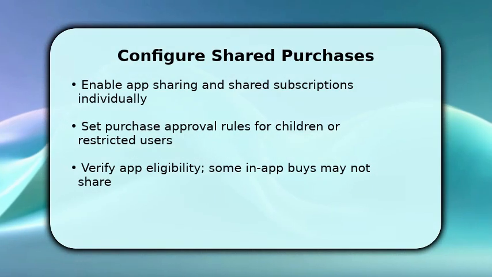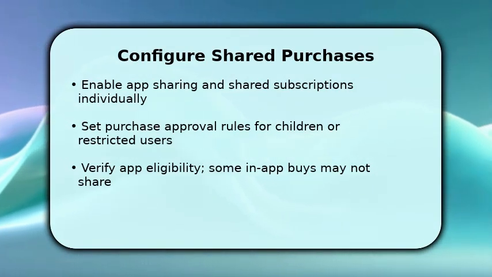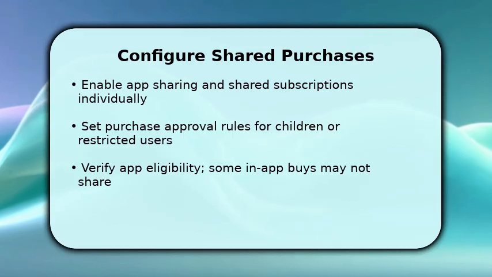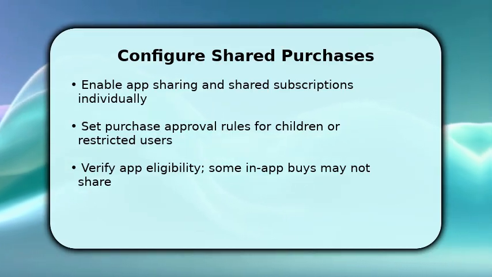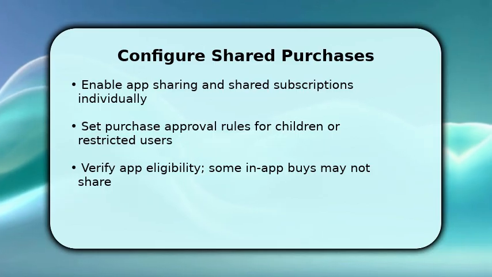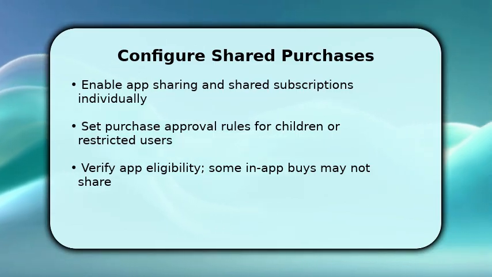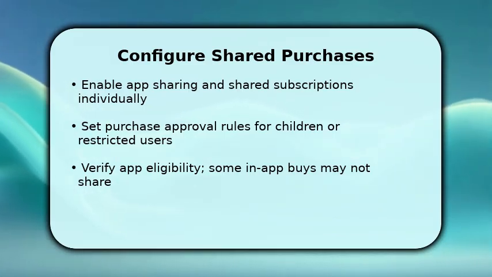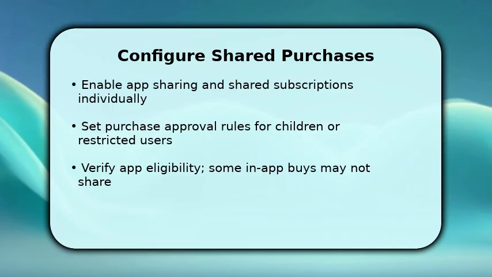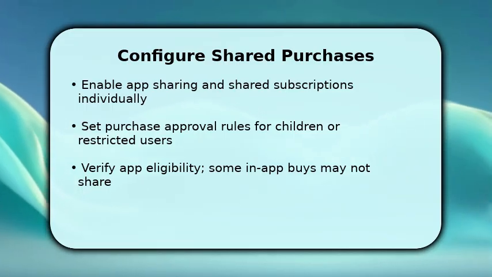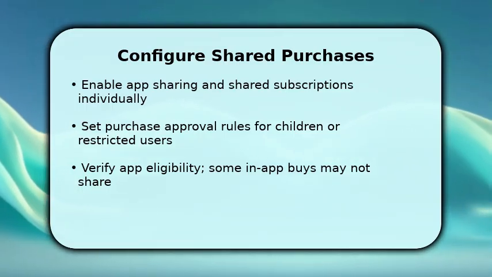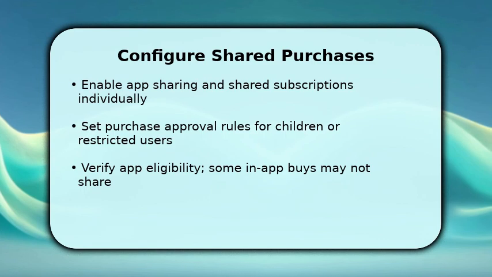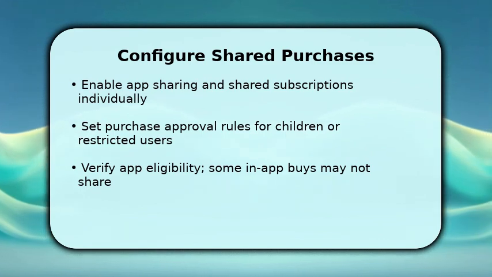Now you configure what to share and how. Open each family sharing category and toggle app purchases and subscriptions to shared. Make sure to set approval rules for children or restricted accounts so purchases need consent. This prevents surprises. Also check each app's eligibility because some in-app purchases or region-locked apps won't share automatically. Once configured, instruct members to sign out and back into the store app so the shared library appears. Confirm by downloading a previously purchased app as a test.